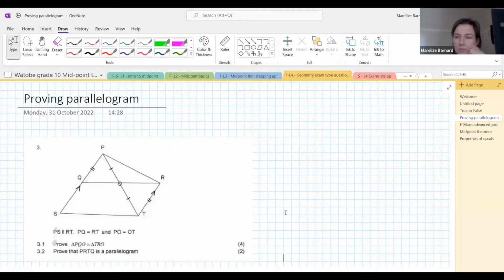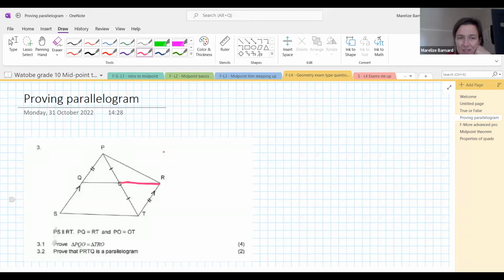Okay. So does anyone have any ideas how we are going to prove that triangle PQO is congruent to triangle TRO? Any ideas how we're going to do that? Raise your hand if you want to share your idea with us. Or you can put it in the chat, but it's so much nicer when you guys speak to us.